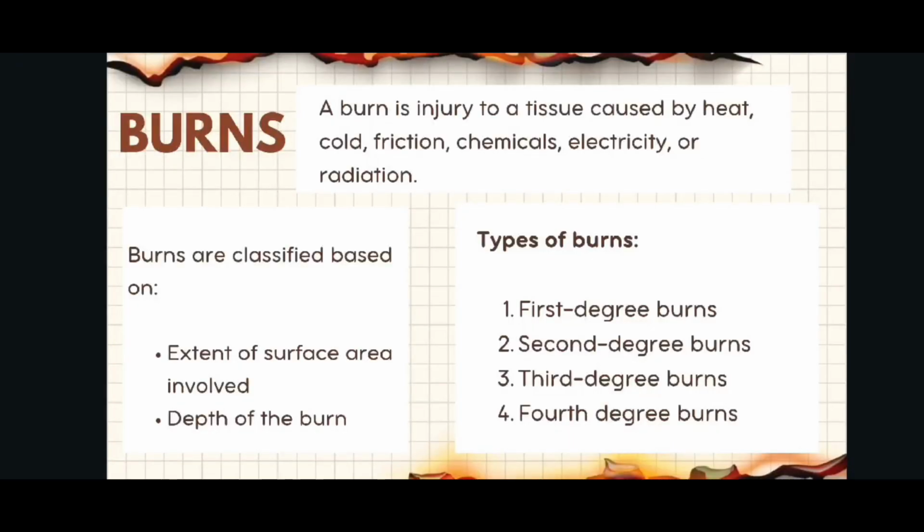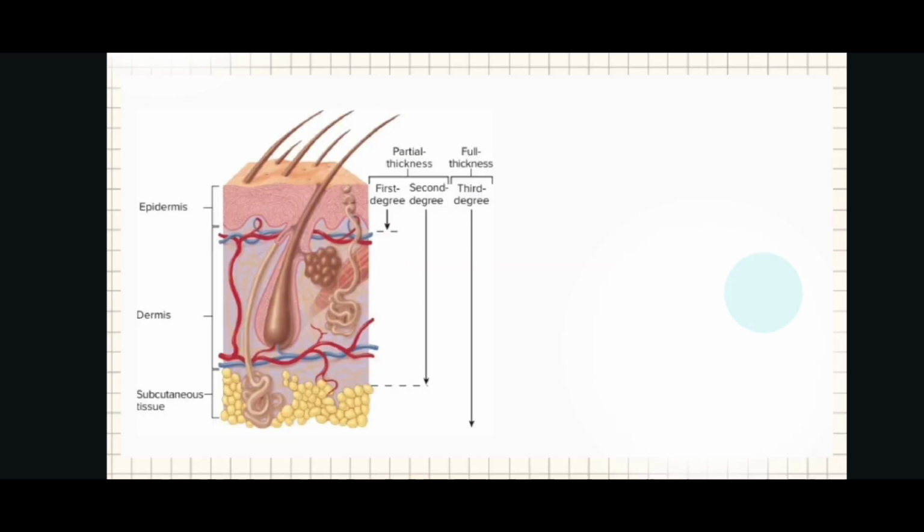So now, moving on to burns. A burn is an injury to the tissue caused by external factors like heat, cold, friction, chemicals, electricity, or even radiation. These injuries can damage the skin and, depending on how severe, can affect deeper tissues as well. Burns are usually classified based on two main things: the extent of the surface area involved and the depth of the burn. And we also have the types of burns: first degree burns, second degree burns, third degree burns, and fourth degree burns.